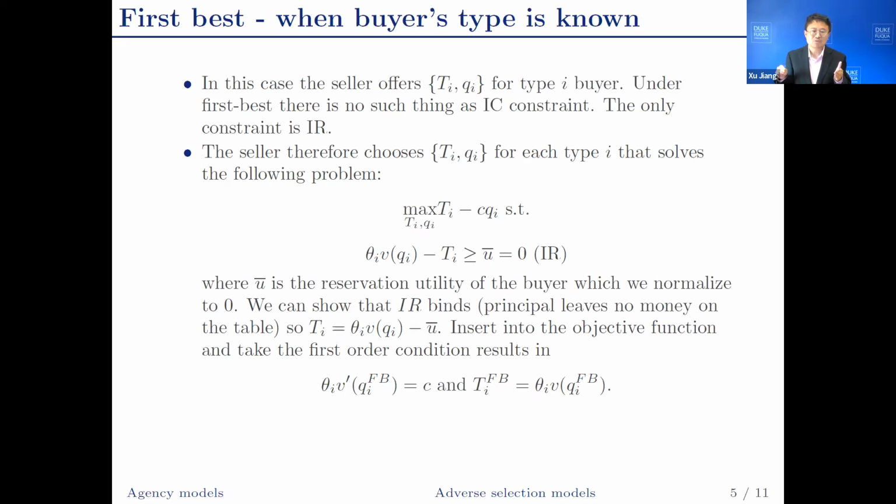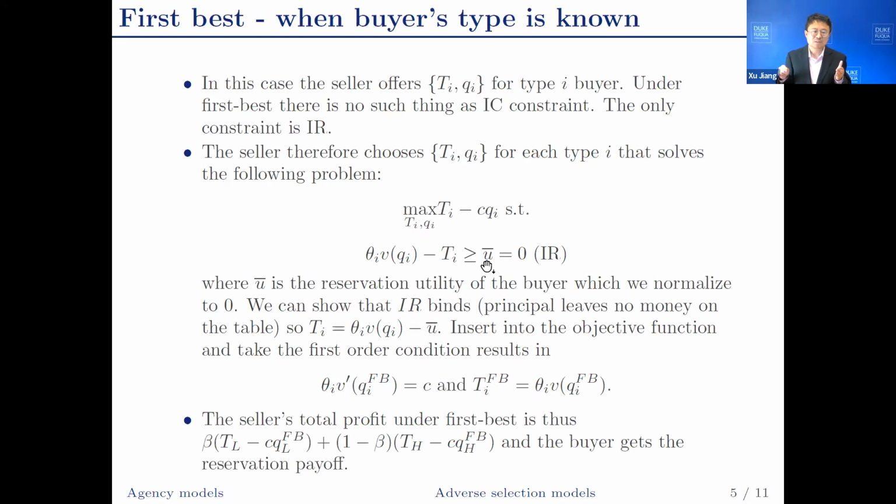And we can insert that into the objective function, take the first order condition, and that gets you the solution for the first best. We can also calculate the seller's total expected profit, which is beta times the seller's profit from transacting with type L plus 1 minus beta of seller's profit from transacting with type H. The buyer for each type gets the reservation payoff, and the seller gets all of the surplus.